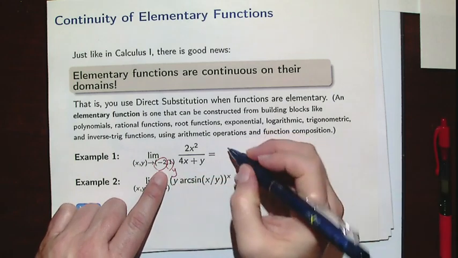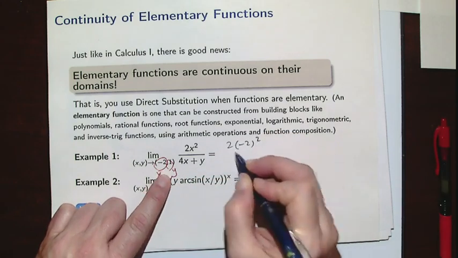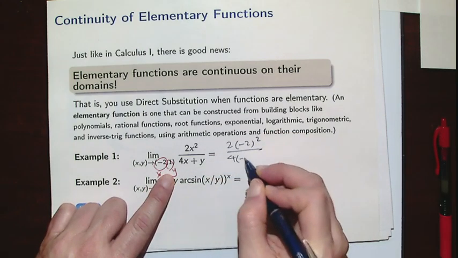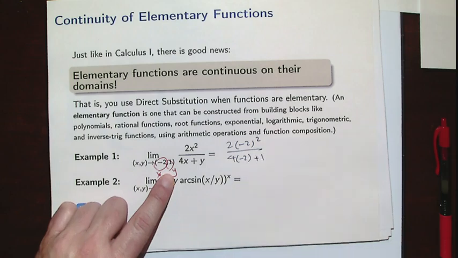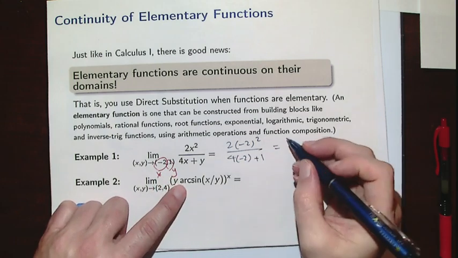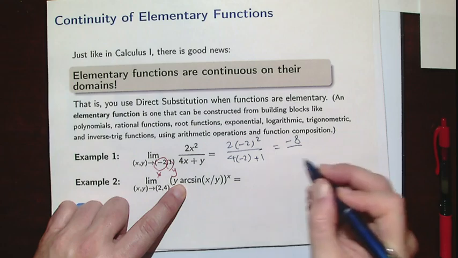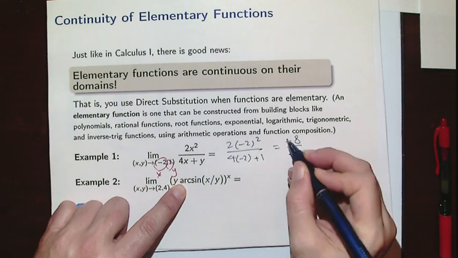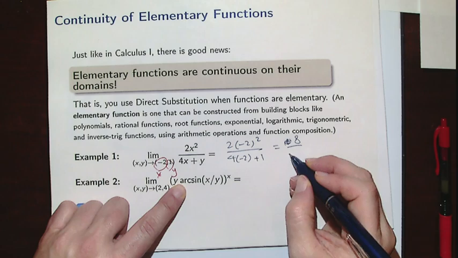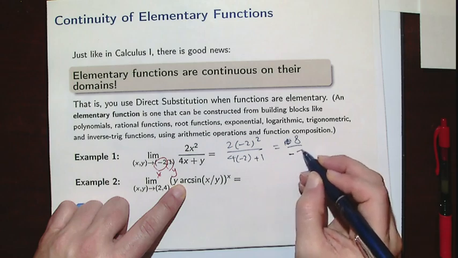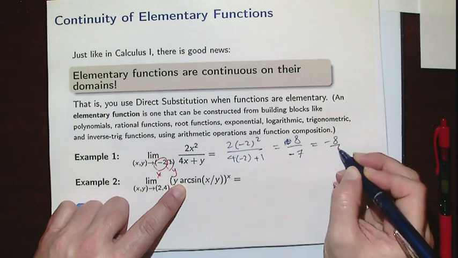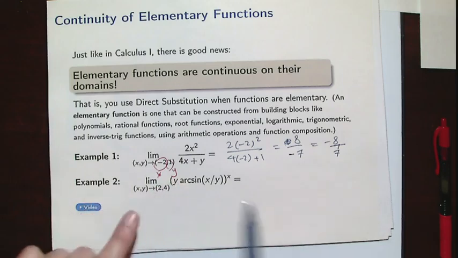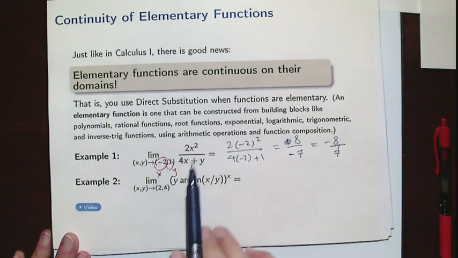So for x, I'm plugging in 2: -2 to the power 2, and for x, -2 plus 1. And I get what? Did I do it correctly? No, positive. -7. So -8/7. Because this was part of the domain, it was continuous, I just direct substituted.